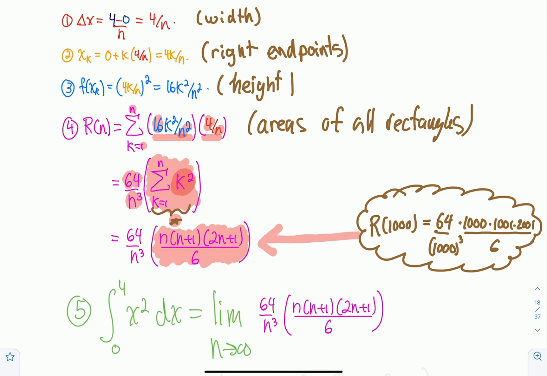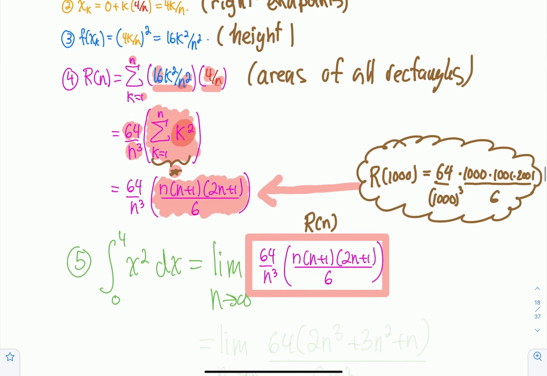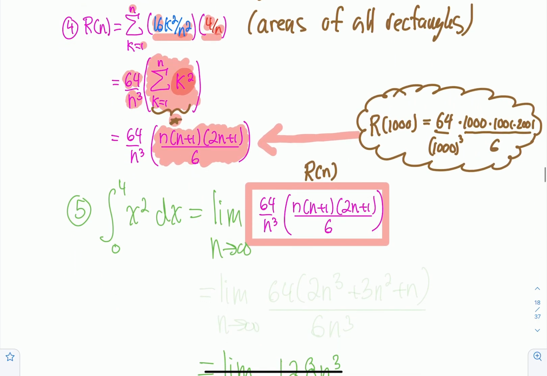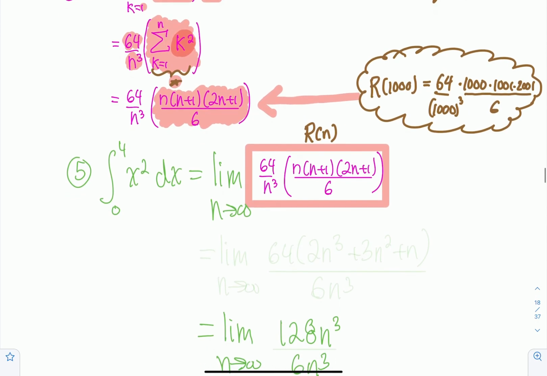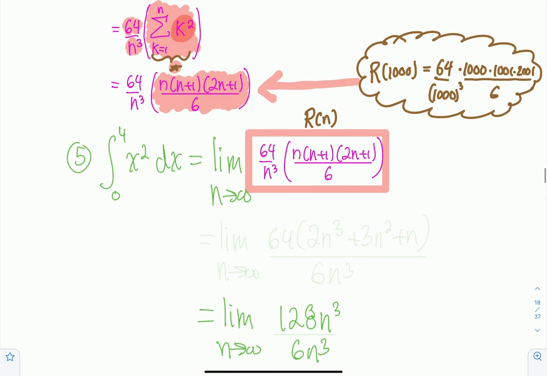So here's step 5. The definite integral of x squared between 0 and 4, the integral from 0 to 4 of x squared dx, is the limit of Rn, where our Rn here is explicitly known. Now we have a formula: 64 over n cubed times n plus 1 times 2n plus 1 over 6. Now what you have to do is simplify this a little bit. If you just use a FOIL expansion of your numerator, this simplifies algebraically to 64 times the bracket 2n cubed plus 3n squared plus n, over 6n cubed.